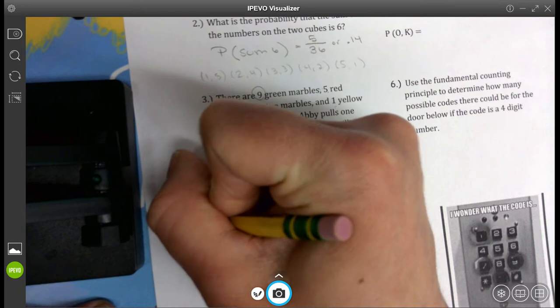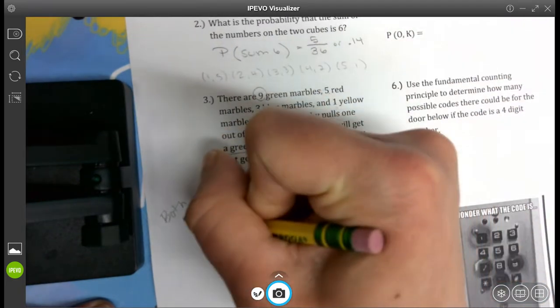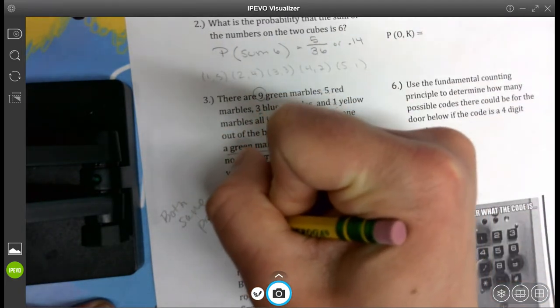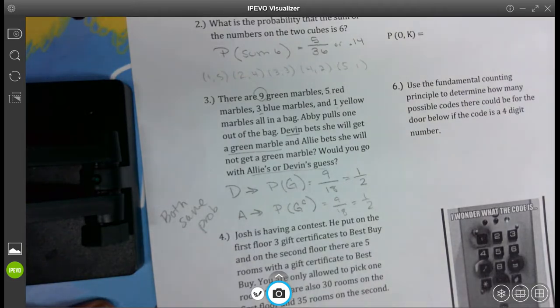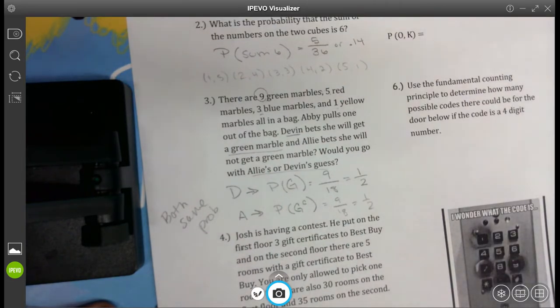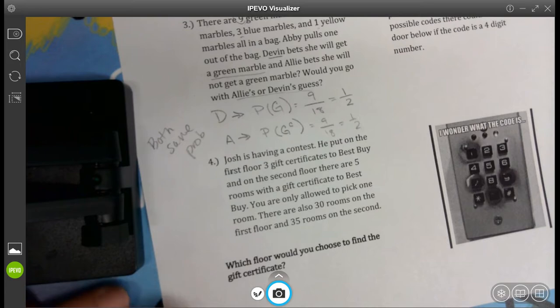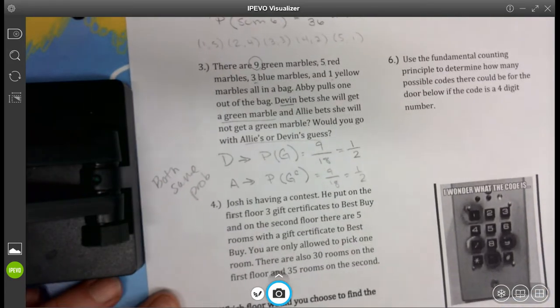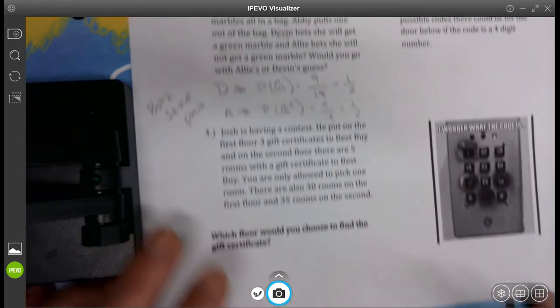It wouldn't matter. Both same probabilities. Now, these are theoretical, okay? These are theoretical. You might end up with a yellow, which will also be not green. Just because it has a higher probability doesn't mean you'll necessarily get it.